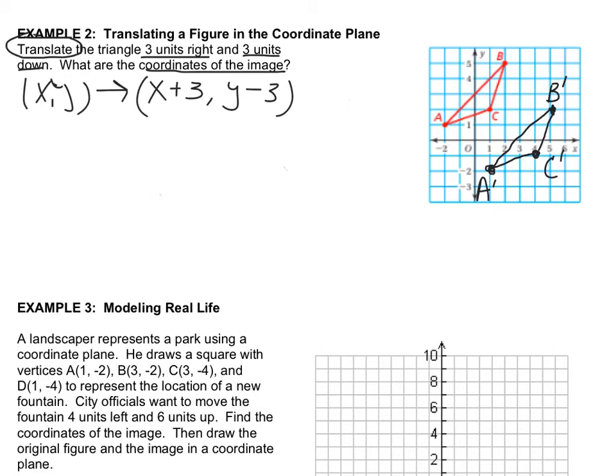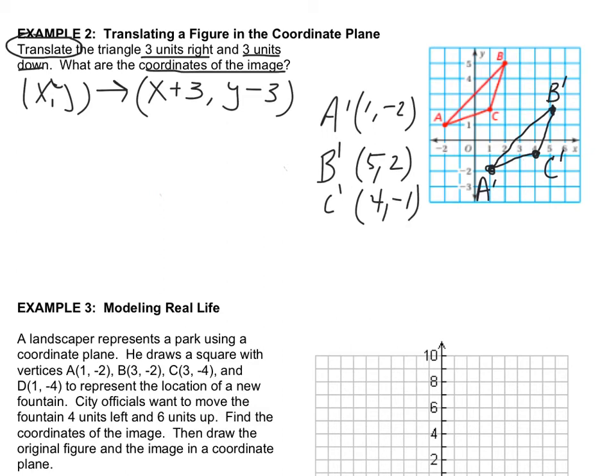So now coming back over here, I just want to show how this algebraic piece works. Based on what we just did, we could already answer this question: A prime, B prime, and C prime. When I look at my ordered pairs, A prime is sitting at 1, negative 2. B prime is sitting at 5, 2. And C prime is sitting at 4, negative 1. But let's just see how this other algebraic thing plays out.